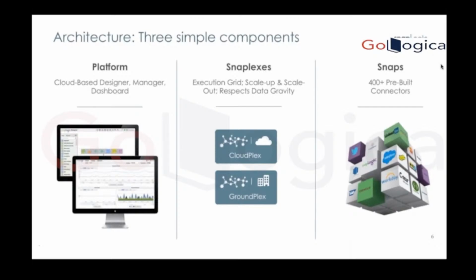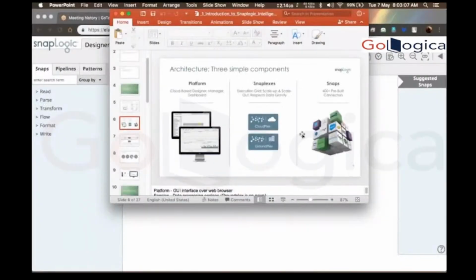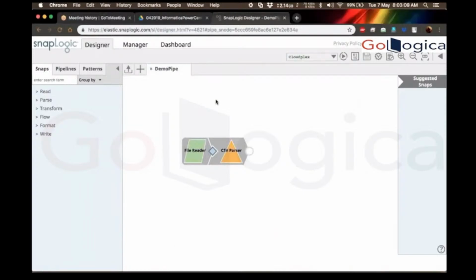Yeah, sure. Right. So in architecture, there are three components that we need to identify and understand. First, there is something called platform and snaplexes and snaps. So let's start with platform. Platform means you see the web interface that you access to build your jobs, you build your pipelines, right? End-to-end development. So this is what is called a platform.